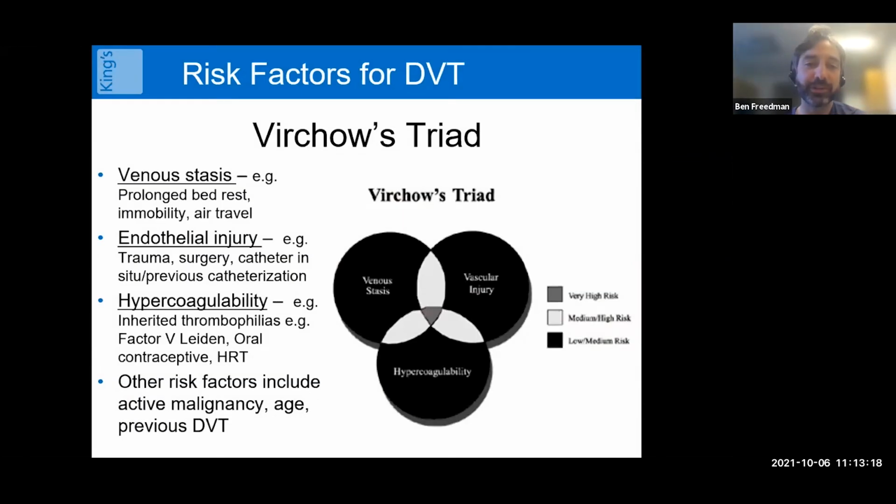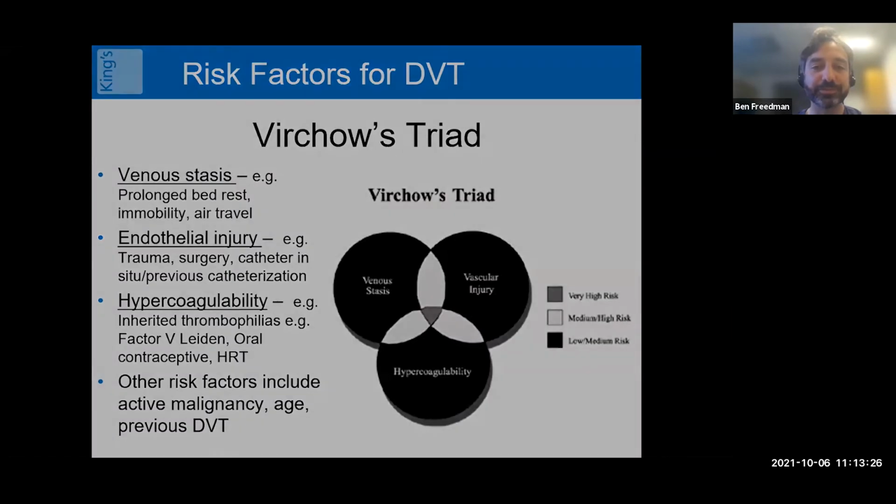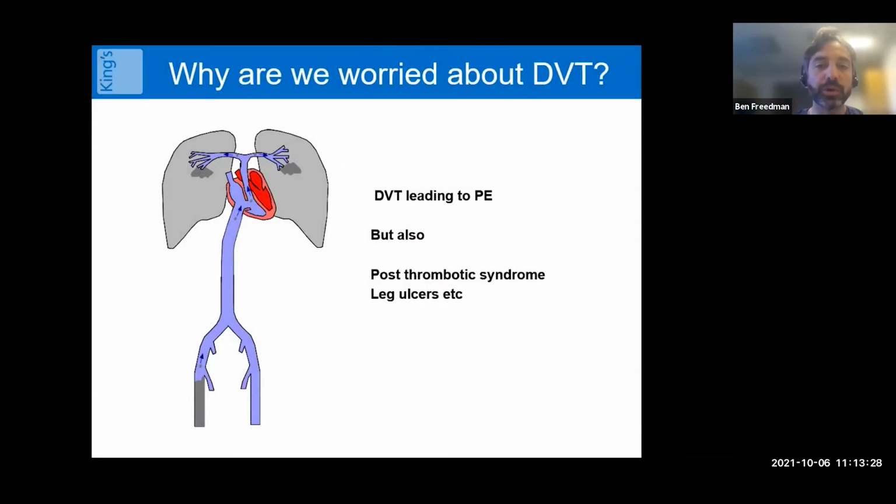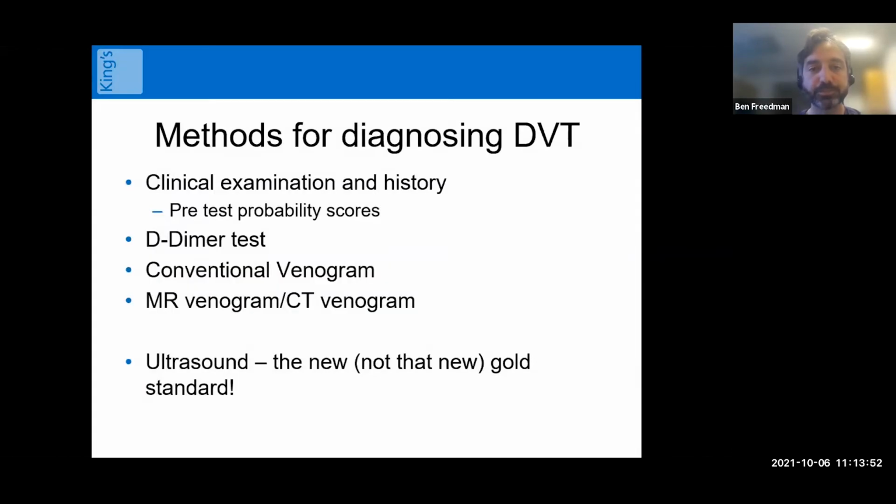I'm convinced that you don't need me to talk to you about Virchow's triad, so I'm going to skip across this, but I'm sure you'll have all been very well aware of this. And why are we worried about DVT? Of course, the risk of leading to pulmonary embolism and all the complications that leads to, but also thinking more about the patient's longer term outcomes and looking at post-thrombotic syndrome, leg ulcers and that kind of thing, which is a huge burden on the NHS and does lead to significant budgetary implications.